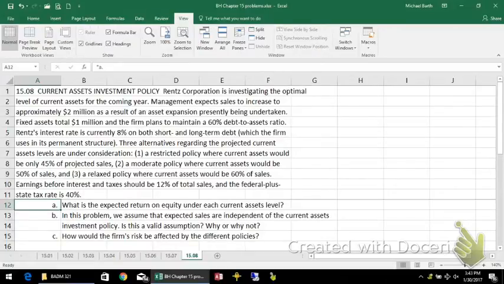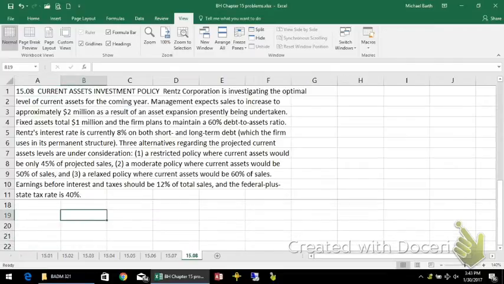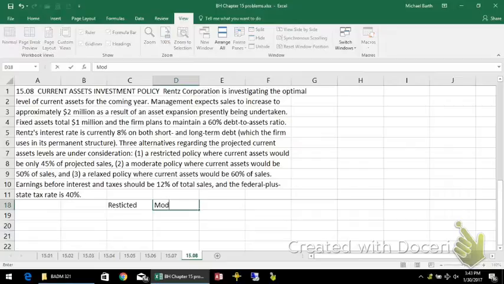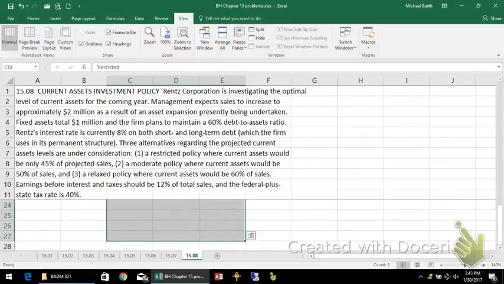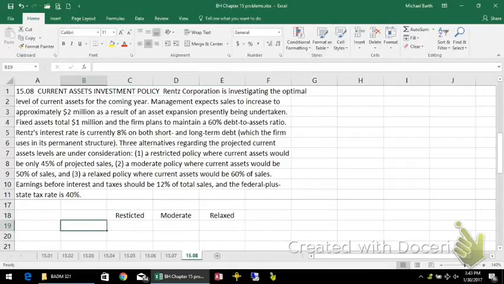I'm going to freeze the panes and then start out by writing down what I know, and it's going to be more or less the same whether it is a restricted policy, a moderate policy, or a relaxed policy. A lot of these numbers will be the same no matter what. Some of the other numbers are going to change, so we'll just try and compute it as we go. But first things first, start writing down everything you know.